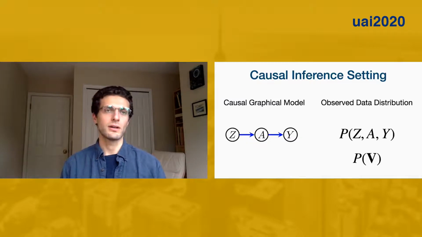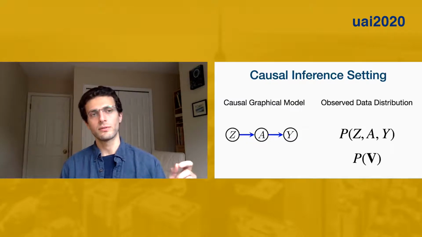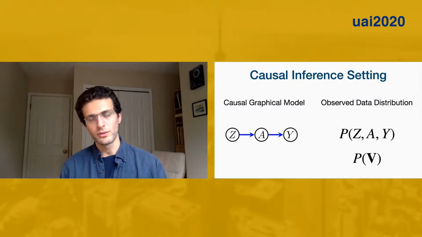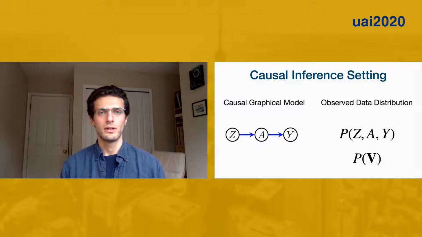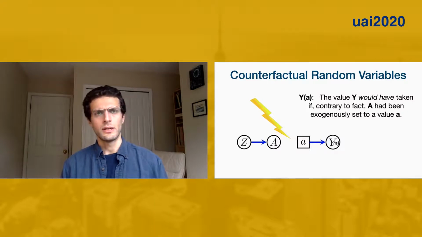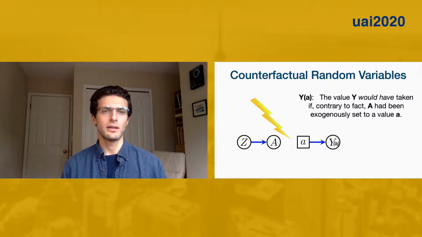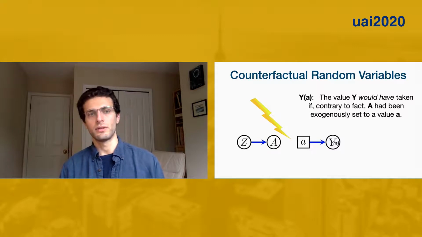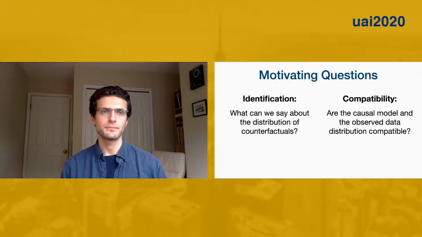The first is the causal graphical model, which shows the direction of causal influence between the observed variables. And the second is the distribution over those observed variables, which are jointly designated by a bold V. We're often concerned with counterfactual random variables. Y parenthetical A denotes the value that Y would have taken if the random variable A had been exogenously set to some little value a. In other words, if we had intervened on A.